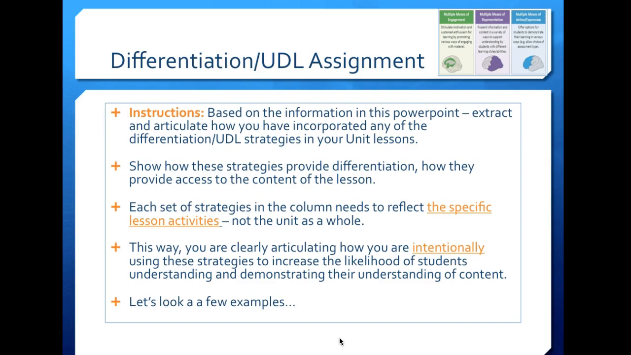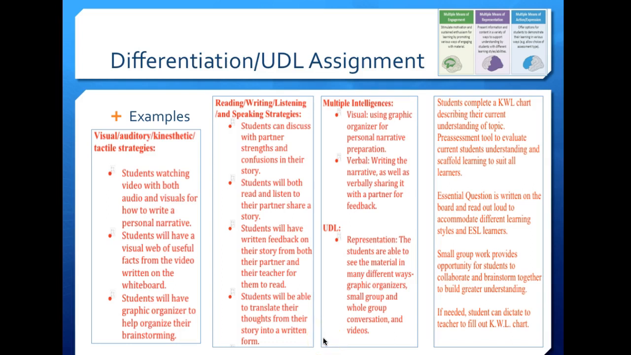This way, you're clearly articulating how you are intentionally using these strategies to increase the likelihood of students' understanding and demonstrating understanding of the content. So let's look at a few examples. These examples came from a student, the first three, who chose to look at different variations of student learning in her classroom. She used visual, auditory, kinesthetic, and tactile strategies for this lesson. So the students had physical access to it, as well as visual and verbal and oral access.